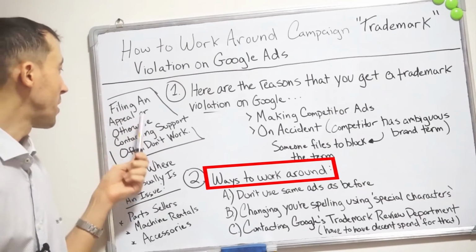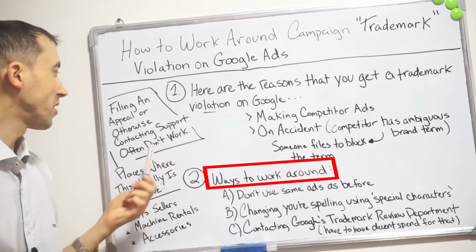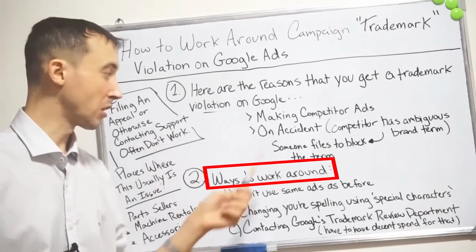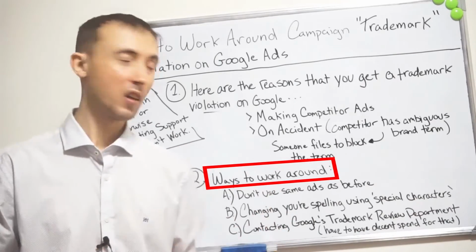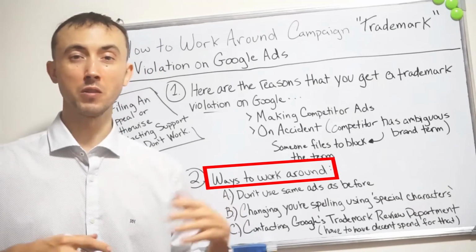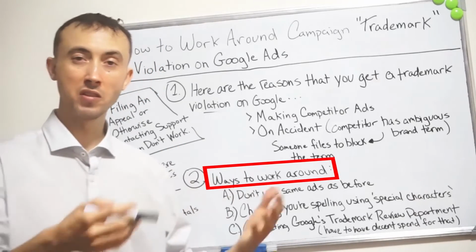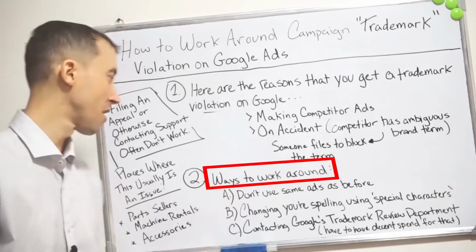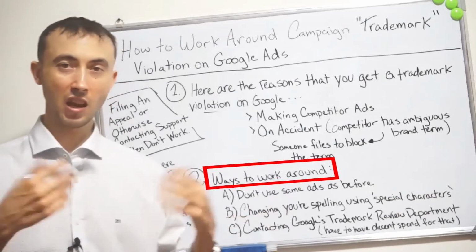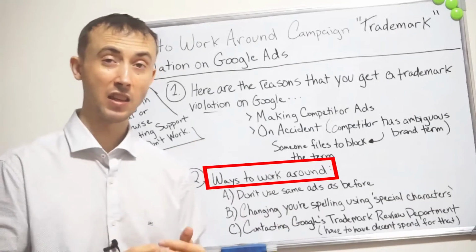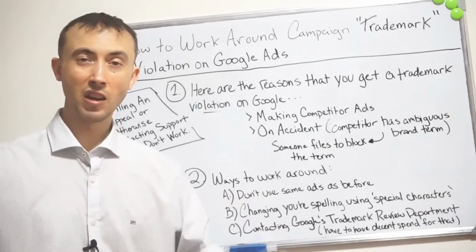Trying to file an appeal or otherwise contacting support in terms of dealing with this trademark issue, though, I will say often does not actually work. Like I said, if you have some pull, you've spent a ton of money with Google, the person you're dealing with may be able to help you. But not dealing with it, as I mentioned, isn't going to help you, or you're not going to get past it. Wishing it to go away isn't going to help.